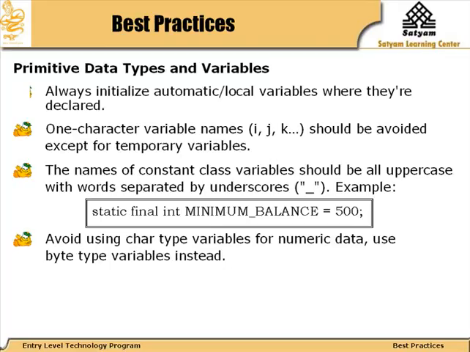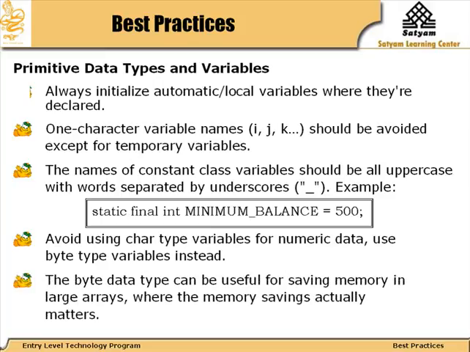Avoid using character type variables for numeric data. Use byte type variables instead, because byte type variables use less space than a character variable, and byte type variables are also defaultly used for holding integer values. Byte types can be used for saving memory in large arrays, where memory actually matters.